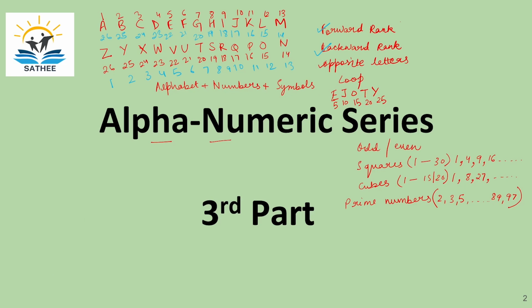Then I explained the concept of loop, that if we have to go one position forward from Z, we will always go to A. We will start again from the beginning. That is the loop concept. So I told you this shortcut EJOTY to remember the ranks. This is one method you can use, or you can also count it on your fingers. That will also help you. So after this quick recap, let us start with all the previous year questions.